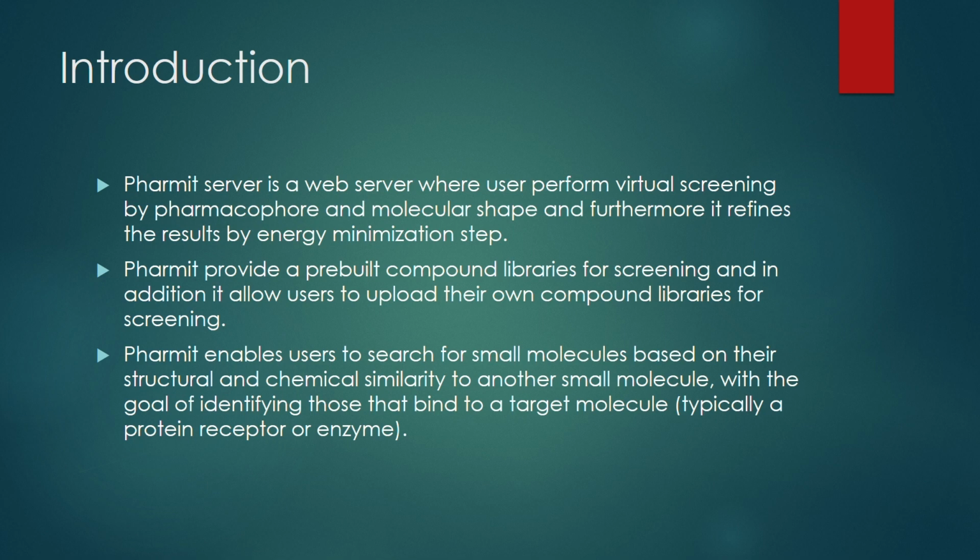Pharmit enables users to search for small molecules based on their structural and chemical similarity to other small molecules, with the goal of identifying those that bind to a target molecule. When the screening starts, the small molecules are searched on the basis of their structural and chemical similarity with the other small molecules that are already available in the database, with the goal that they also bind to the target molecule and restrict its biological activity.